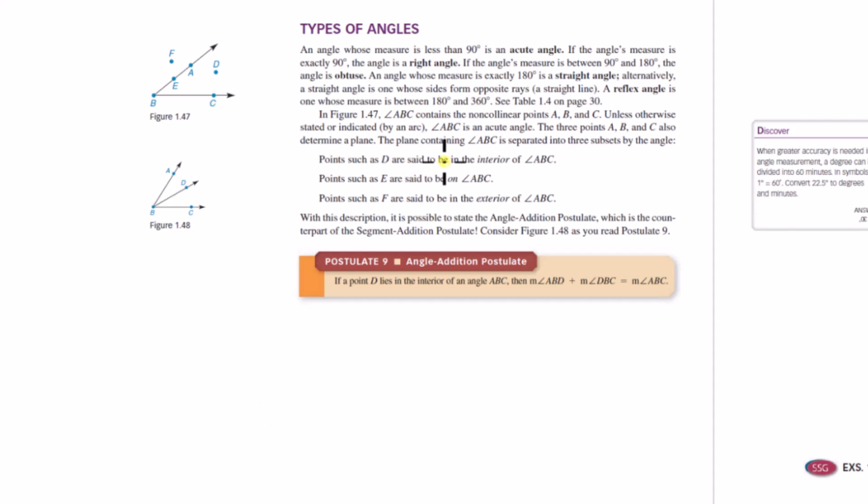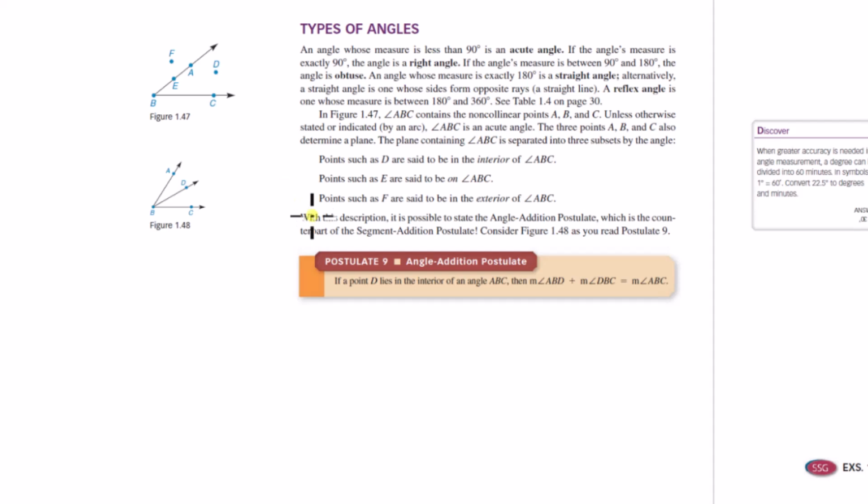Okay, the plane containing angle ABC is separated into 3 subsets by the angle. Points such as D are said to be in the interior of angle ABC. Points such as E are said to be on angle ABC. Points such as F are said to be in the exterior of ABC. So, okay, that's just some more terminology here. The point D, you say that's in the interior of angle ABC. Point F is on the exterior, and point E is on the angle.